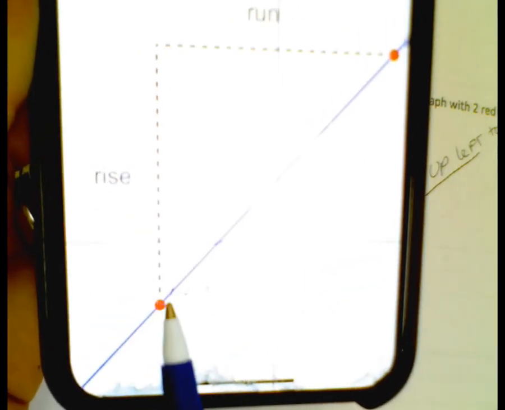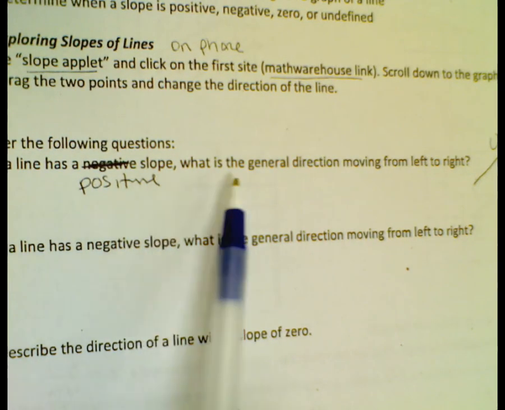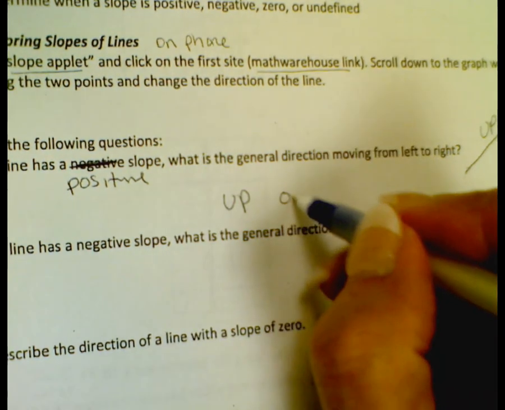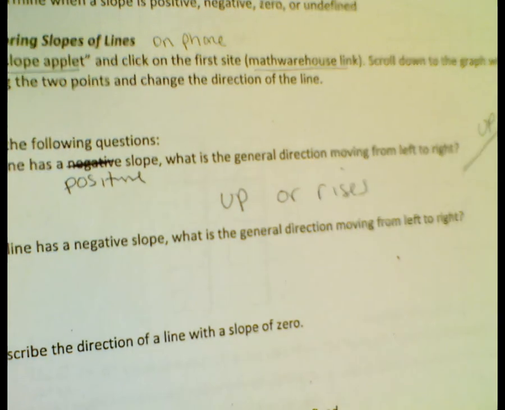That's positive. So if you have a slope that looks like this, rising, it goes up left to right, it's a positive slope. So you need to write, if a line has a positive slope, what is the general direction moving left to right? It goes up. Or you can say it rises.